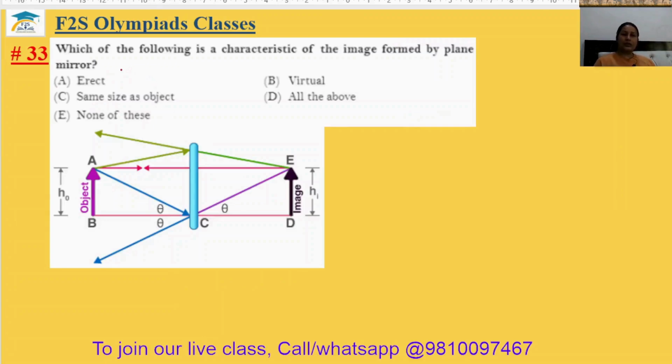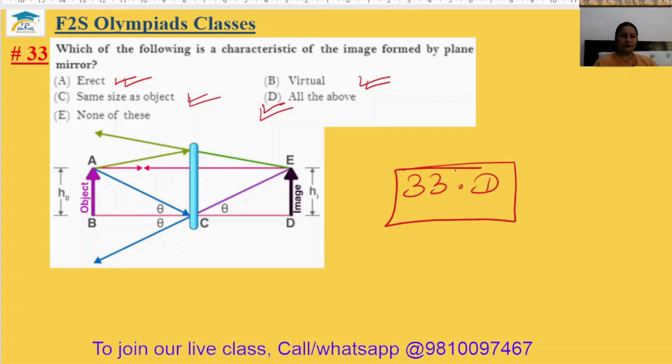Question number 33. Which of the following is a characteristic of image formed by a plane mirror? So by a plane mirror, it is erect, correct. It is virtual image, yes. Same size as the object, yes. All of the above will be the answer. 33 answer is option D.